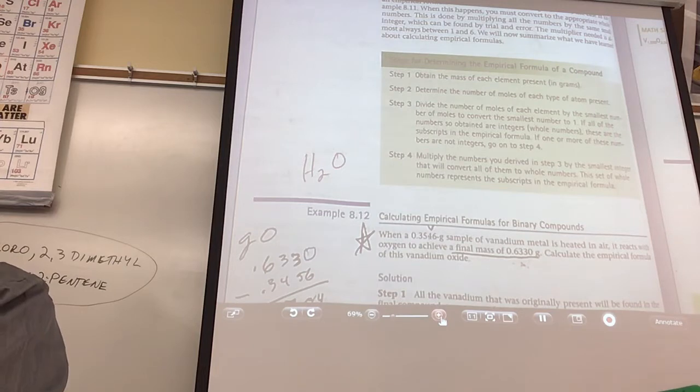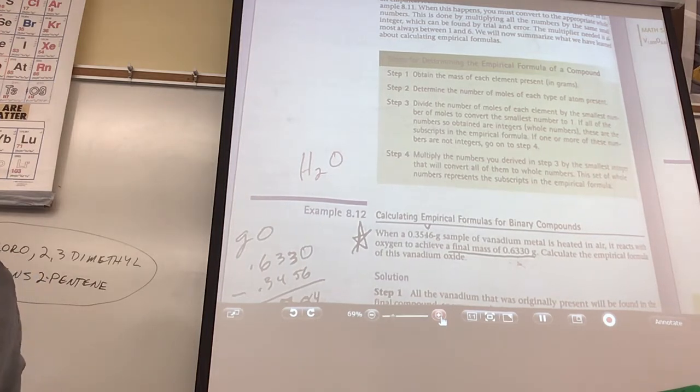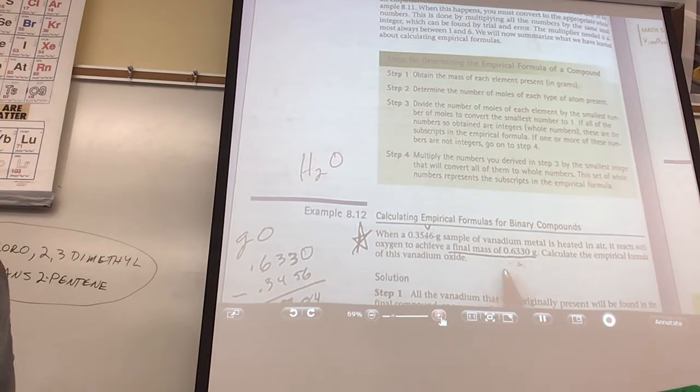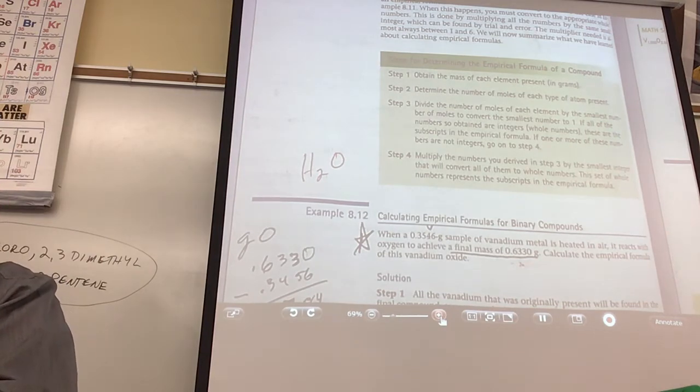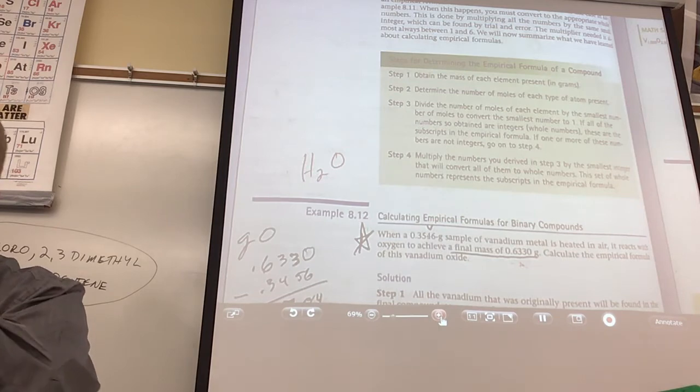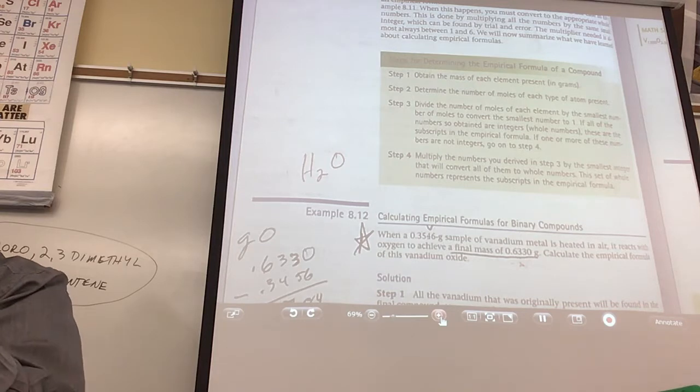And don't tell me you can't. I know you can think. How many grams of oxygen? So, what we have to do is, ready? This second number is vanadium and oxygen combined, isn't it? That's vanadium and oxygen. What's the first number? Just vanadium. What do you think vanadium and oxygen minus vanadium gives you? Oxygen.